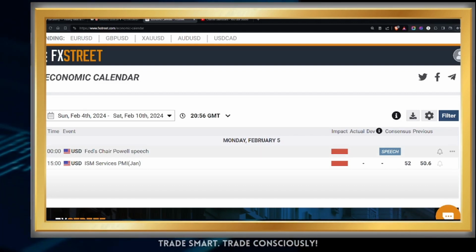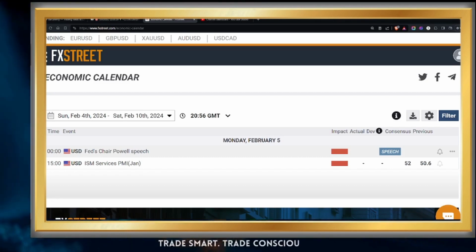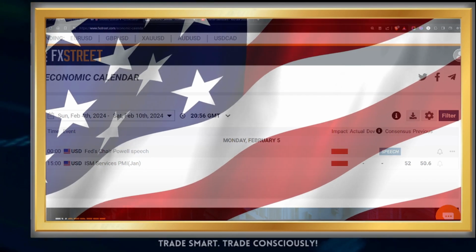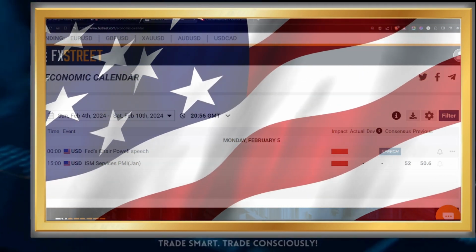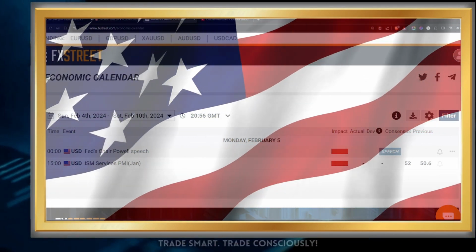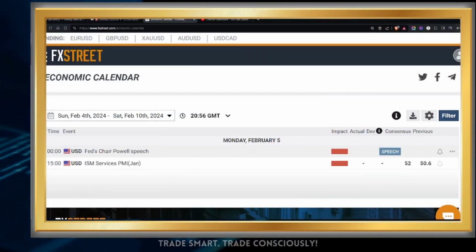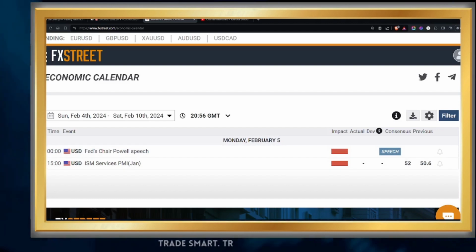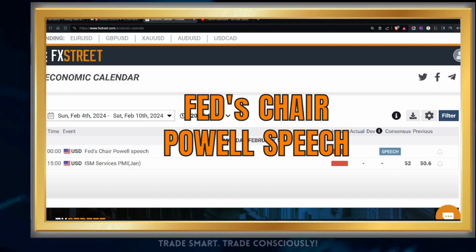Now, based on the assets we are talking about at the moment, we are only going to be focusing on economic features from the United States alone. And for this week, we only have a couple of high impact events, where the first one is coming in on Monday, February 5, and that is the Fed Chair's Powell speech.